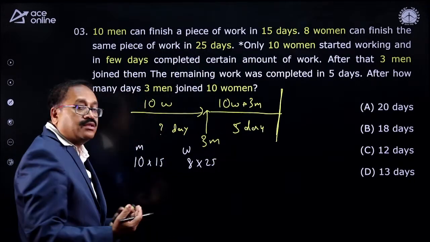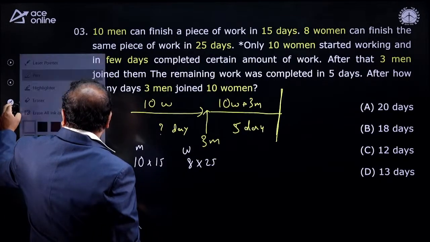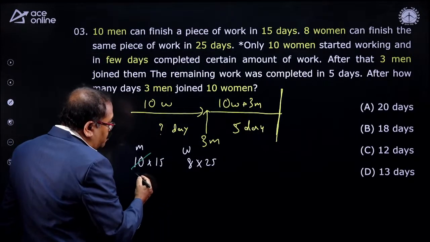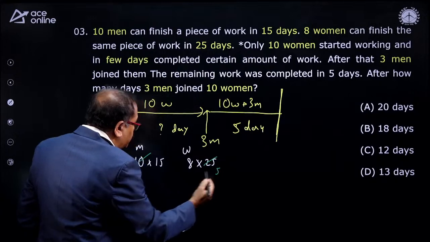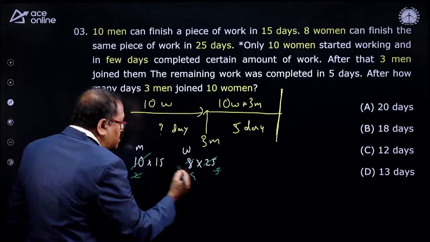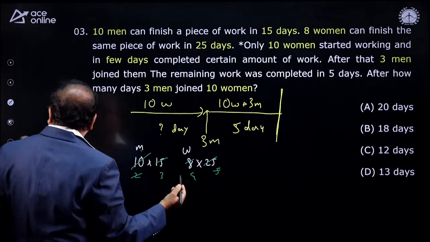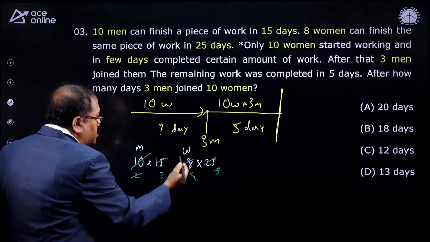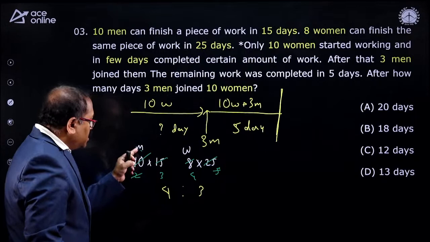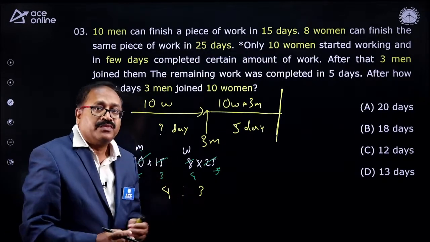So here I get the efficiency ratio. Let's check what the efficiency ratio will be. When I cancel this part, 5 gets cancelled 2 times, 5 times, and this gets cancelled 4 times, and this gets cancelled 3 times. That means 3 men are equal to 4 women. Therefore, the efficiency ratio of men to women is 4:3. If the efficiency of 1 man is 4, then 1 woman is 3.